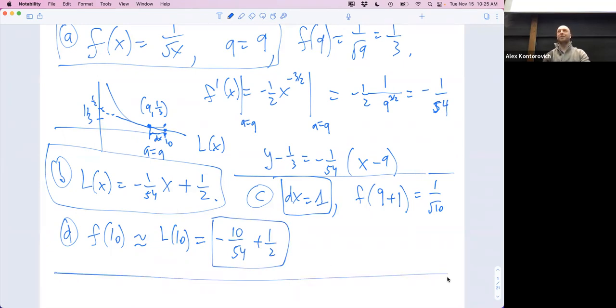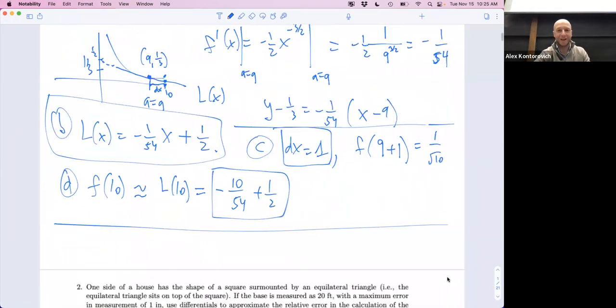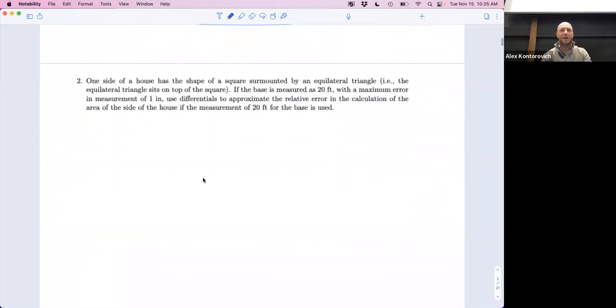Any questions on number 1? How many would have gotten this one? Nice. Next, number 2. One side of a house has the shape of a square surmounted by an equilateral triangle.